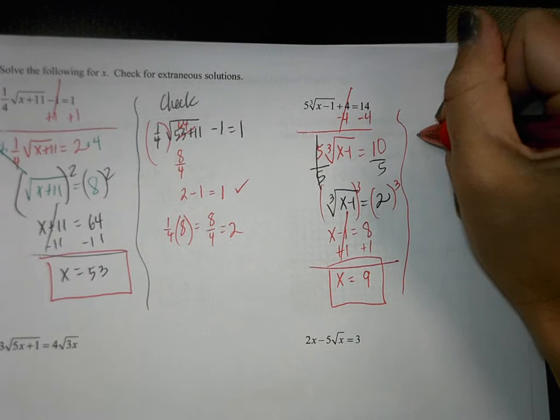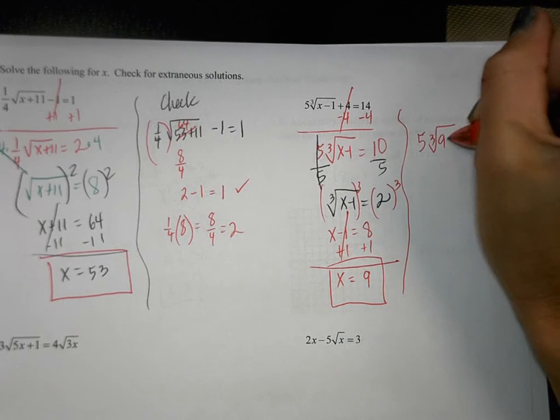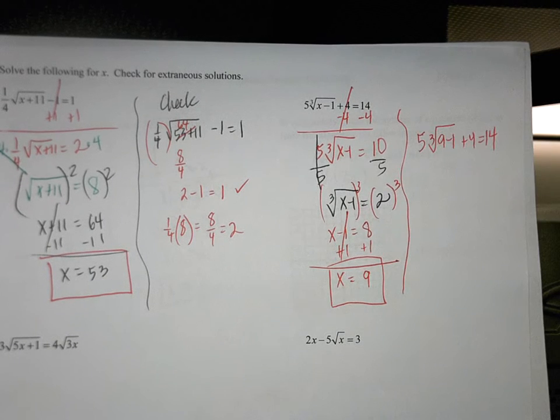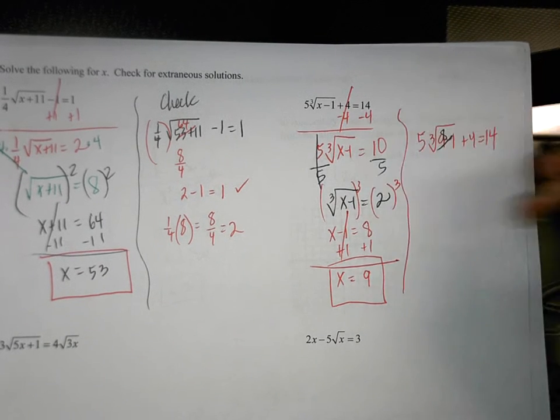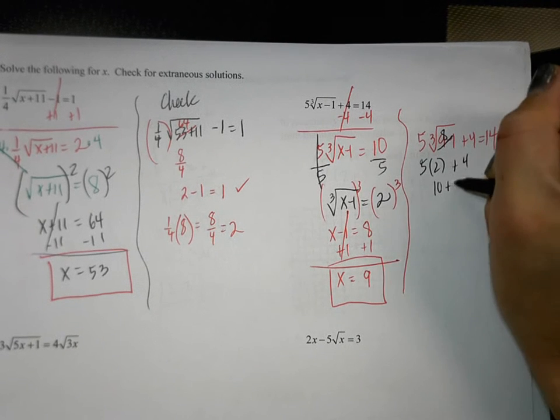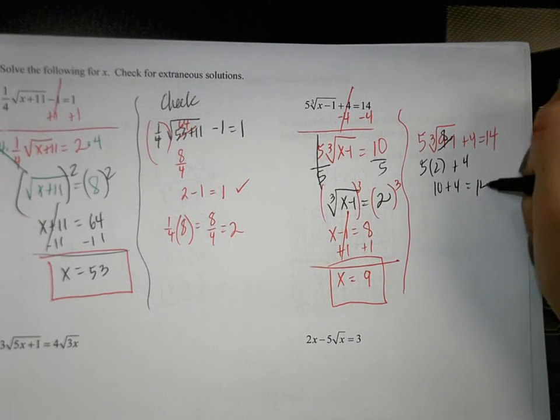So 5 cubed root of 9 minus 1 plus 4 should equal 14. What is 9 minus 1? 8. Cubed root of 8 is 2. 5 times 2 plus 4, we get 10 plus 4, and that does equal 14 and checks out.